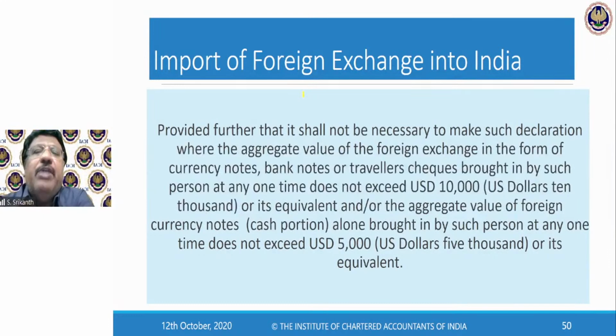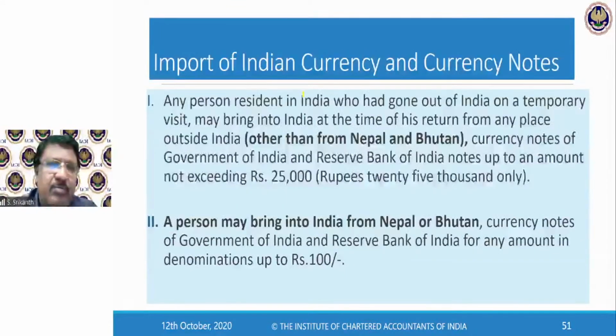Provided further that it shall be necessary to make such declaration if the amount brought in by such person at any one time exceeds $10,000. So no problem. Enjoy, bring 10,000 at a time or its equivalent. Okay. And the aggregate value of foreign currency notes alone brought in by such person at any one time does not exceed $5,000. Same applies in reverse also. You want to take out also, you can take $10,000 out. Okay. So you can take out traveler's checks, bank notes, currency notes. Value of foreign currency notes alone should not exceed 5,000. Total can exceed 10,000. Actually, they are very liberal. Up to 10,000, you take it. No problem. They don't generally question. You declare it and you take it.